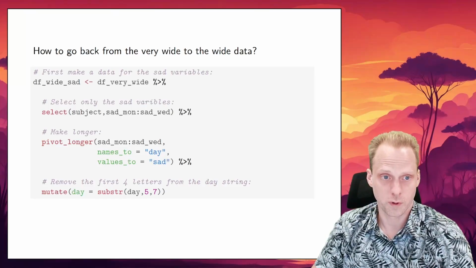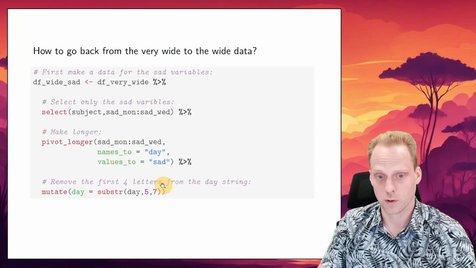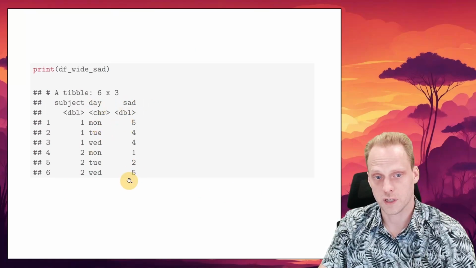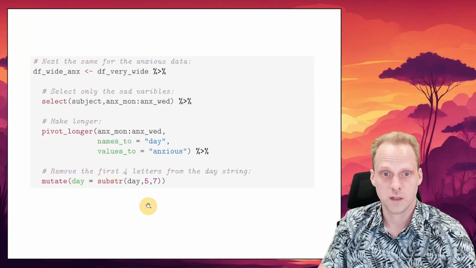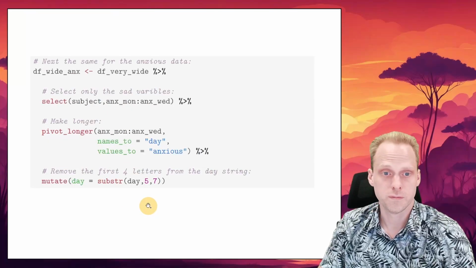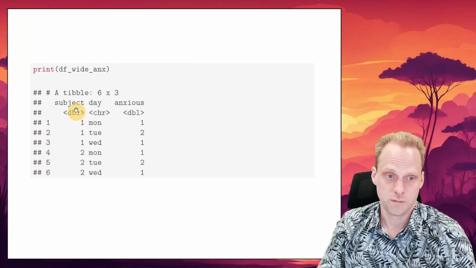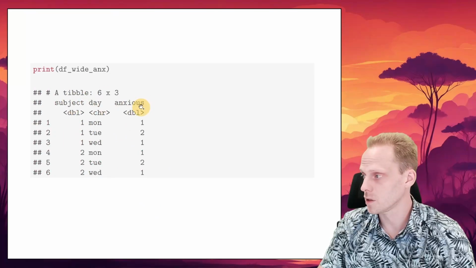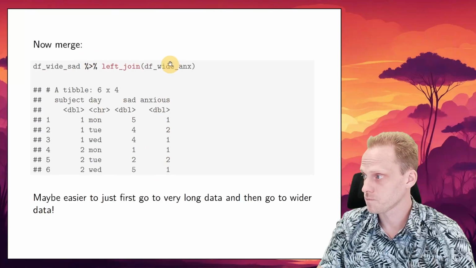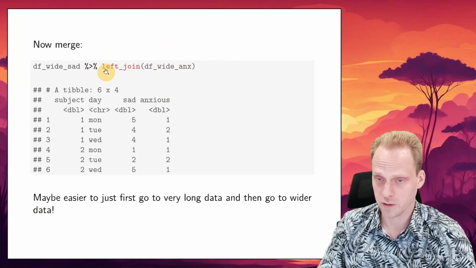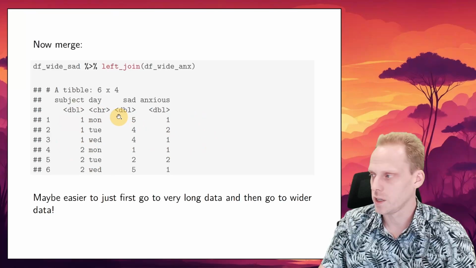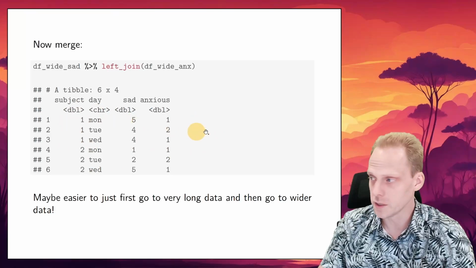First, I do it for the set variable. I make it longer for the set variable alone. So I get this, we have the set column, subject, day. Then I do it for the anxious variable. So I have the same columns here, subject, day, but now the anxious column. And then I combine them, which I'll explain in the next video how to do this. Then you can get this wide data that is not super long, not super wide.